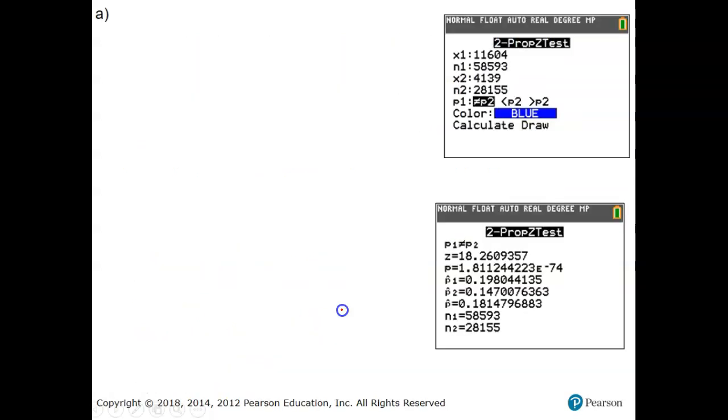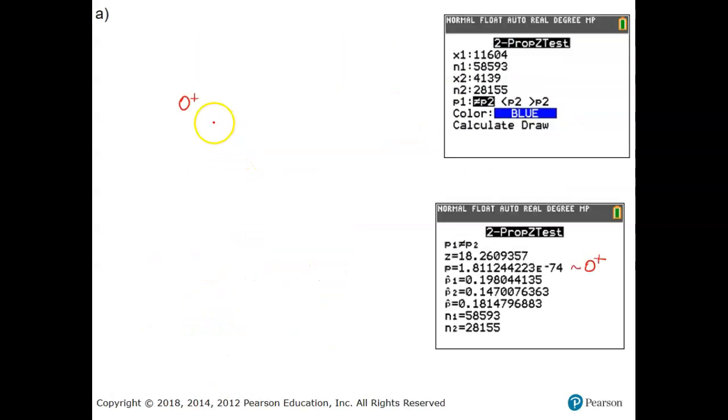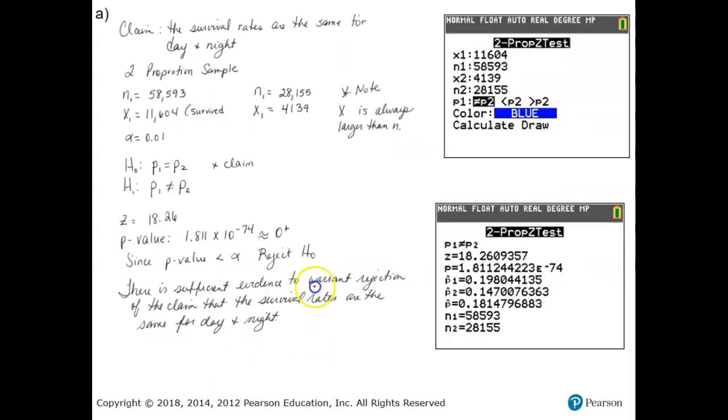So this is going to be my claim statement here. So when I go to put this in the calculator, I'm going to enter it like this with the does not equal. So I'm going to get this test statistic and this p-value, which is basically 0. So if I compare 0 plus to the alpha, and my alpha was 0.01, the p-value is less than the alpha, so we're going to choose to reject the null hypothesis. Okay, if I go back here, I'm going to reject the null hypothesis, which is my claim. So I'm going to say there is sufficient evidence to warrant rejection of the claim that the survival rates are the same for day and night.